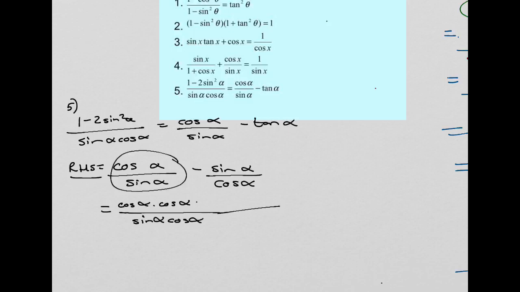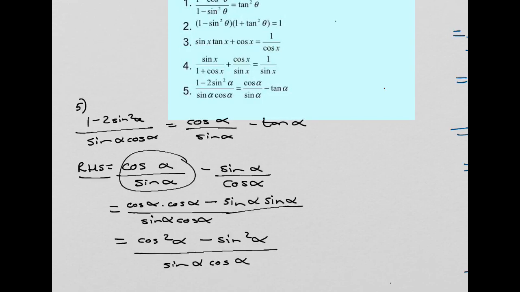So then we're going to get minus sine alpha, which ends up being sine alpha times sine alpha. So if we sort that out, a cos times a cos is a cos squared alpha minus a sine squared alpha all over sine alpha cos alpha. Now this looks like it's getting somewhere to where we need to be. We end up getting a sine alpha cos alpha at the bottom. We just need to now sort out the top.